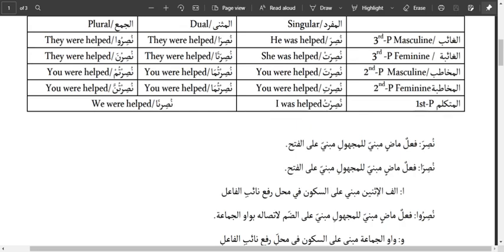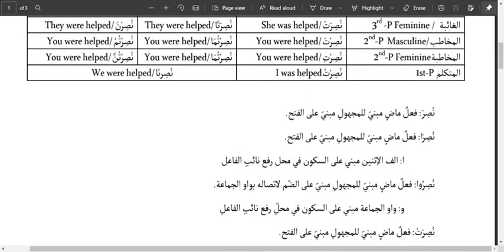So let's go. Nusira fi'l madin mabniyun lil majhul mabniyun ala al fath. Same thing. We know for nasara and nasara, we have the same i'rab, except that we now do the analysis of the alif. So aliful ithnain mabniyun ala sukun fi mahalli raf'i naibil fa'il. Not fa'il in this case, because we are dealing with a passive verb.